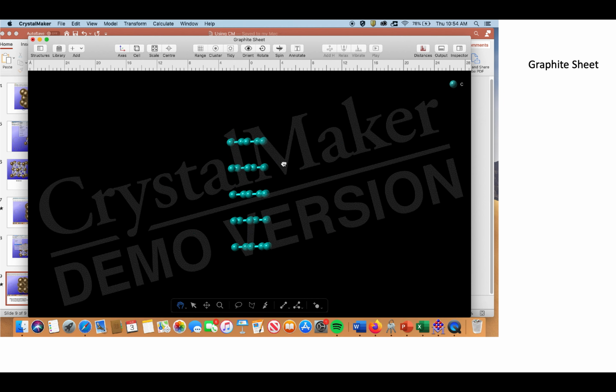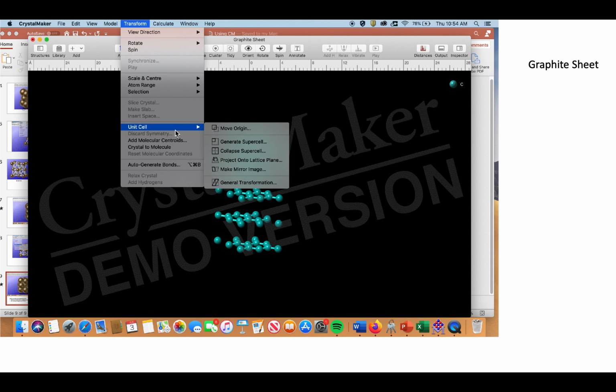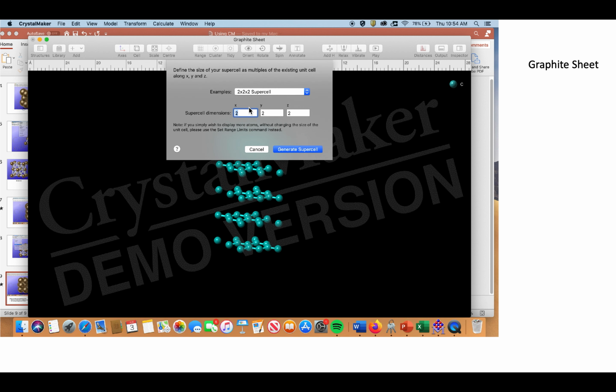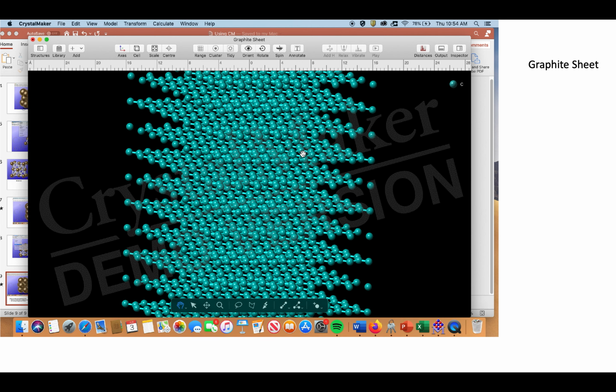So initially, this is what I'm starting with. Okay, that looks manageable. Let's scale that up. I'm going to unit cell, generate supercell. I'll make it even bigger in this case. Let's rescale that.